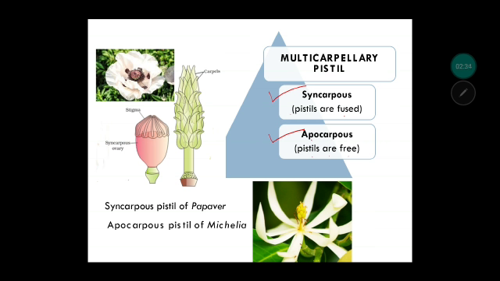You can see over here, these are the pistils, and these are fused in the case of this plant, which is Papaver. Here you can see the flower. Can you see this portion? This is enlarged over here. The pistils are fused with each other. And in another example, you can see the pistils are free, like in Michelia. See over here, these pistils are free like this. This is Michelia, and the pistils over here are not attached to each other. They are freely existing.